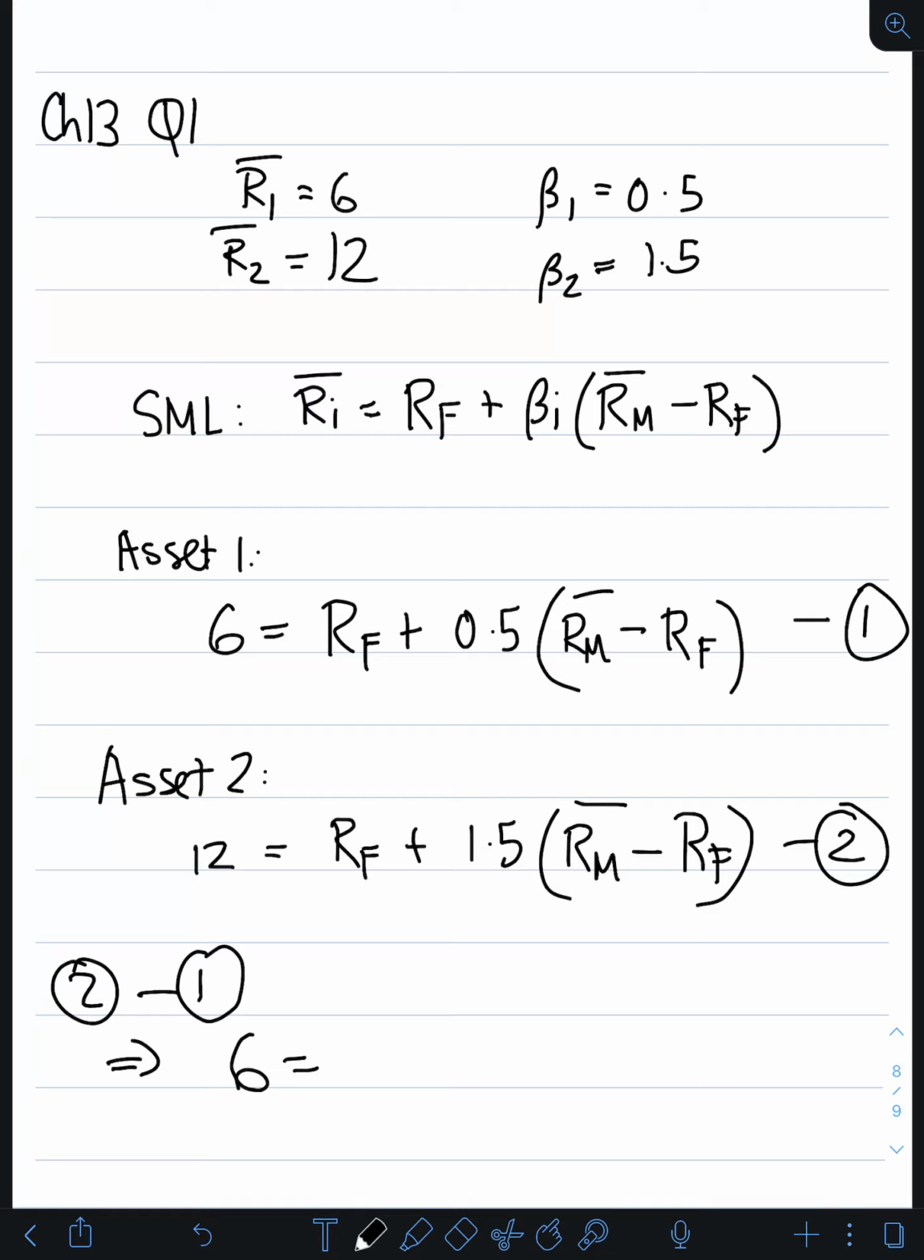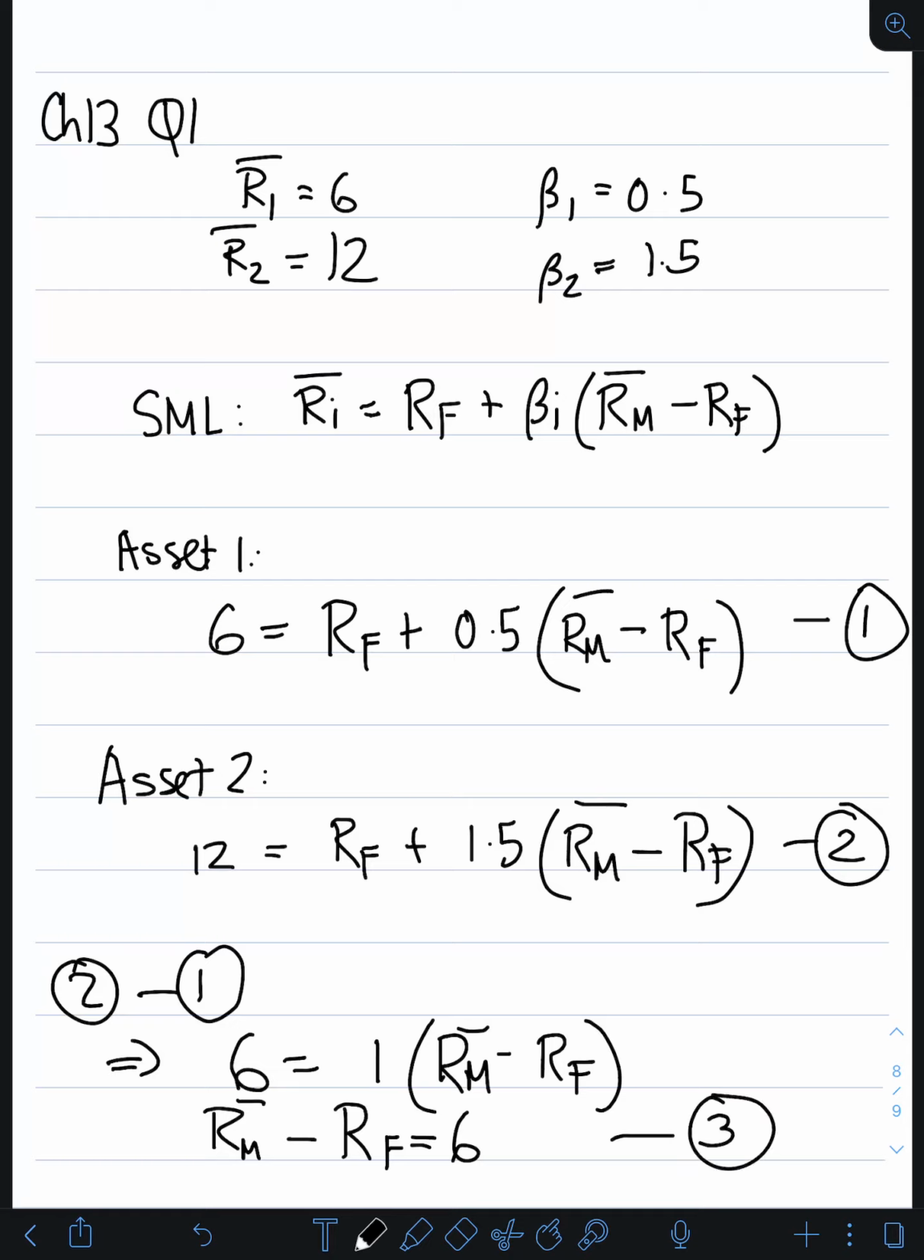And now here's something we can think. We have 1.5 times this value minus 0.5 times the same value. If we subtract that away, we're just left with 1.5 minus 0.5, which is 1 times that same value. That leaves us with an equation which says that RM bar minus RF is equal to 6. So we've somewhat simplified this. We can call this equation 3.